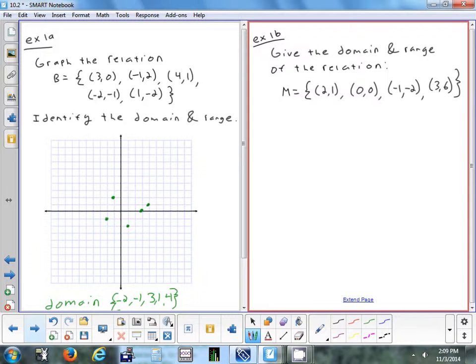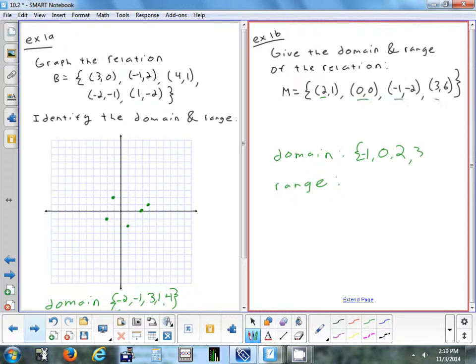Okay, this one, we don't have to graph. Let's just identify domain and range. Do you have to put them in order? You don't have to put them in order, but that's generally the best way to do it. So you got 2, 0, -1, 3. Oh, I did the way it was.